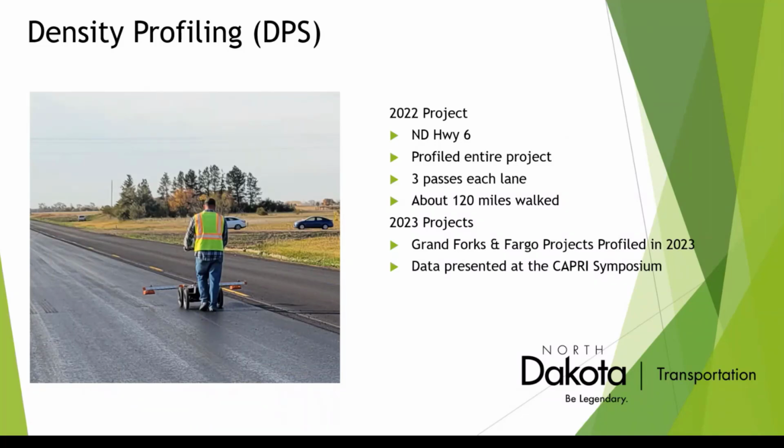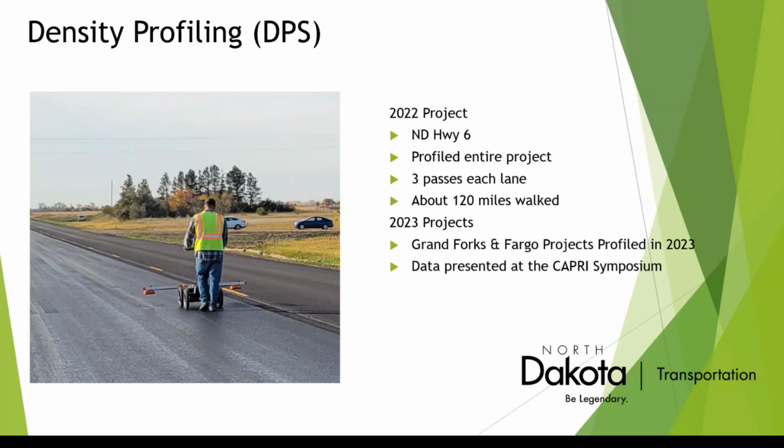And again, John's got a YouTube presentation, really interesting to take a look at. In 2022, Highway 6, this is down south and southwest of Mandan, was this Highway 6 job. It was an FDR job. I think it was like 26 miles long, something like that, maybe longer, 28. And John ran the DPS on that full project, and it was some great data.